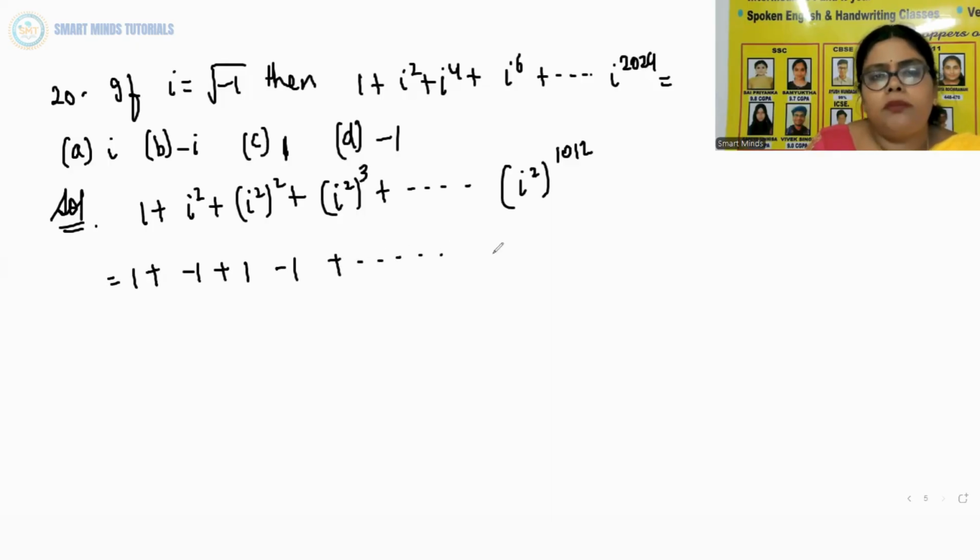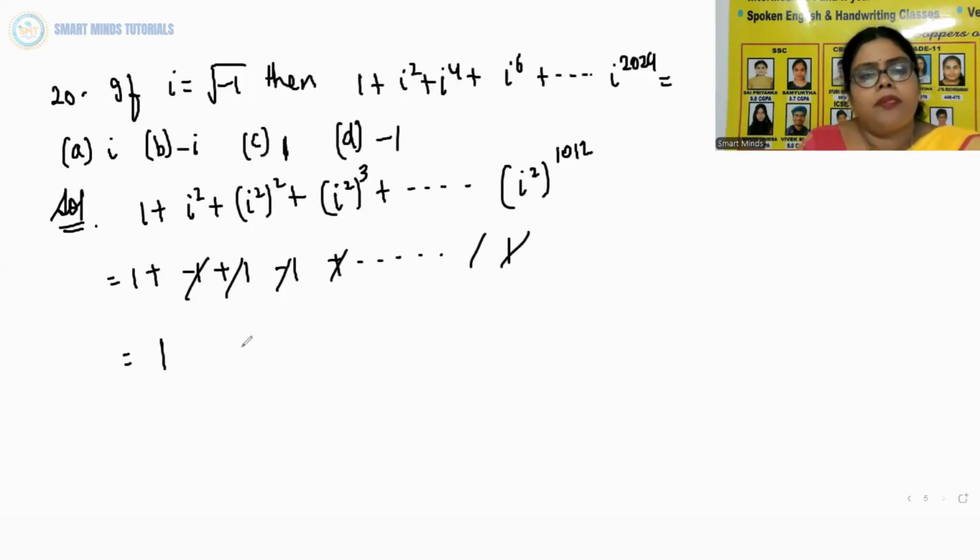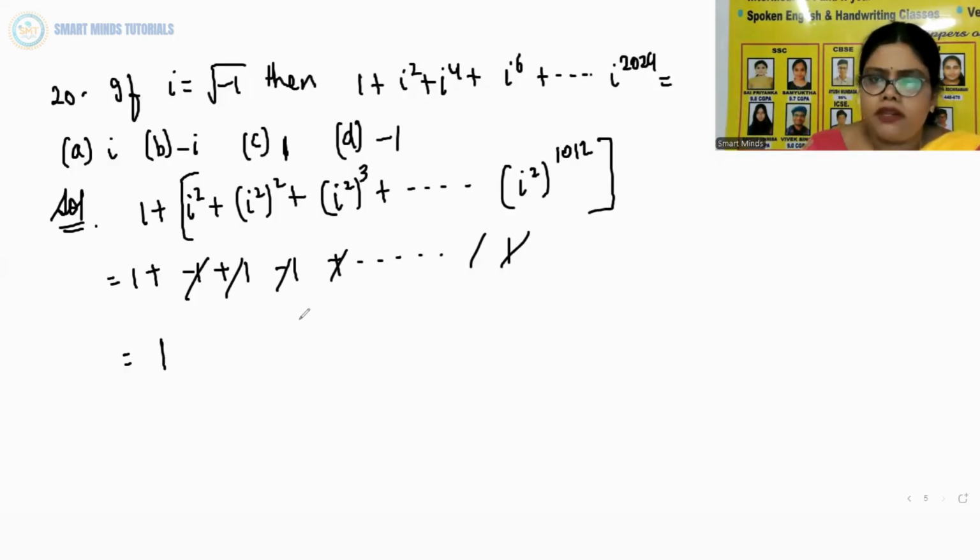Like that you will get plus 1 minus 1 plus 1 minus 1, which will get cancelled. So you will get the answer as 1, because from here to here you have 506 terms of positive 1 and 506 terms of negative 1. So all positive and negative get cancelled and you will be left over with 1. So option D is the correct answer.